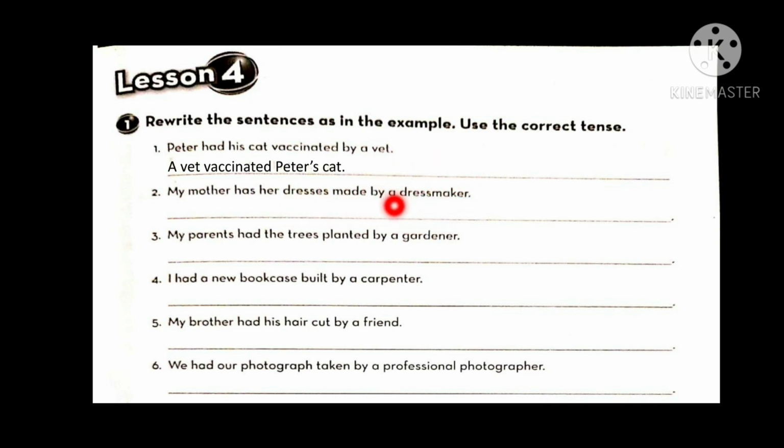A dressmaker is the subject. A dressmaker makes my mother's dresses. Dresses, that's right. A dressmaker makes. Singular, so we add S. A dressmaker makes my mother's dresses.